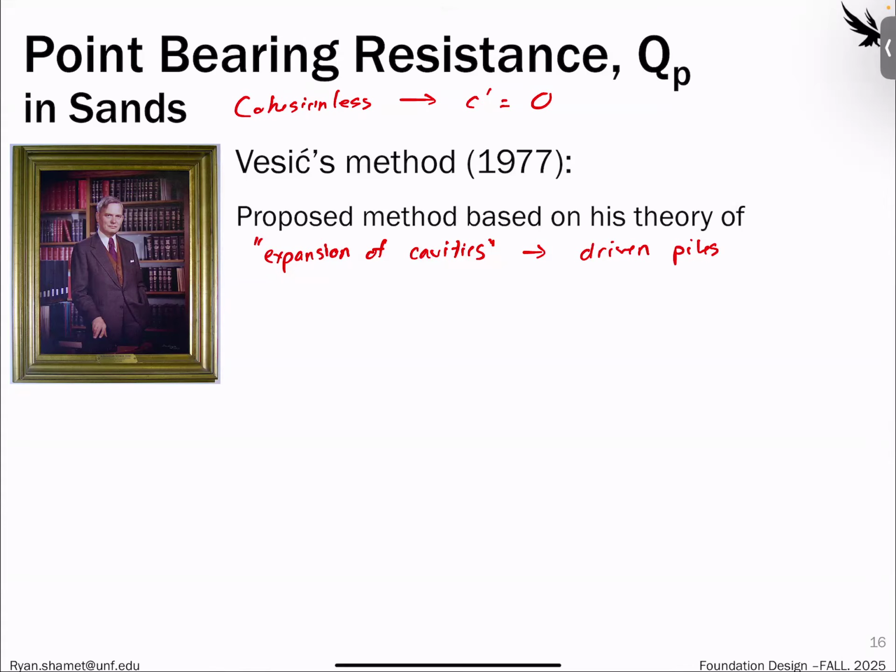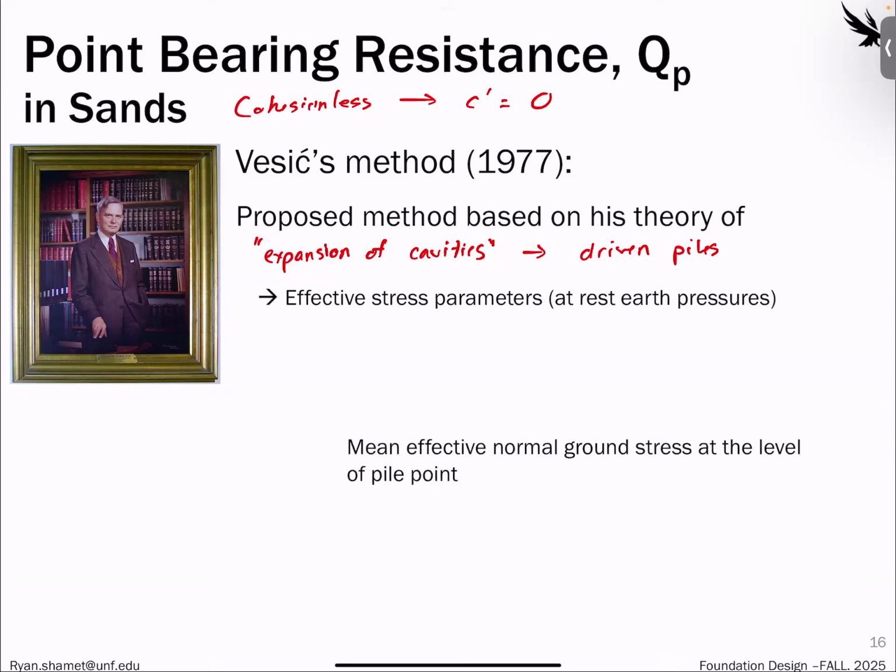The important thing with this is we use effective stress parameters or at-rest earth pressures. So although the equation looks similar, where we have this QP, this point-bearing force, is equal to the area of the pile times the point-bearing resistance of the soil. This area of the pile is the same, but now this QP is equal to this effective stress term and then times a bearing capacity factor, but this is a new bearing capacity factor. This is a stress subscript.